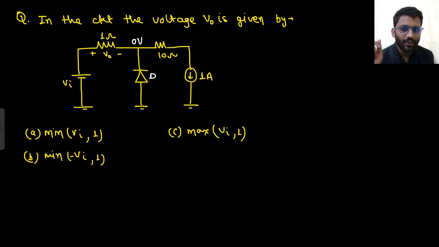And if the diode turns off, what will be V0? If the diode turns off, that means this 1 milliampere current will be flowing here, and V0 will be 1 volt. Now people will say, sir, if it is on, why is this 1 milliampere current not flowing here? Because if it is on, this will be shorted. That means the 1 milliampere current will flow through this short circuit path, not through the 1 ohm resistance. So that's why we have to check whether the diode is on or off. We will check one by one. So let's apply the open circuit test.